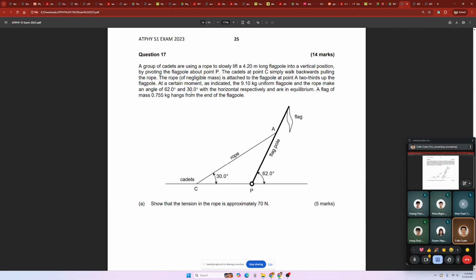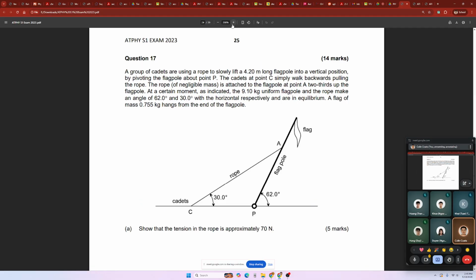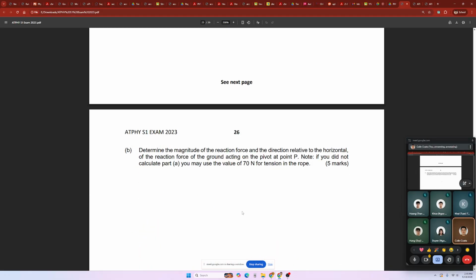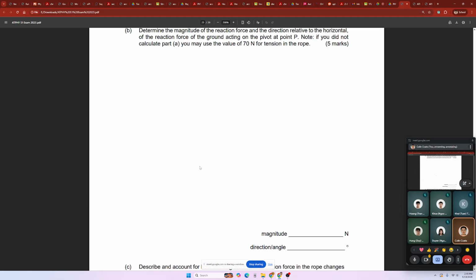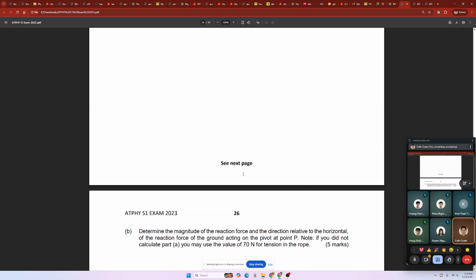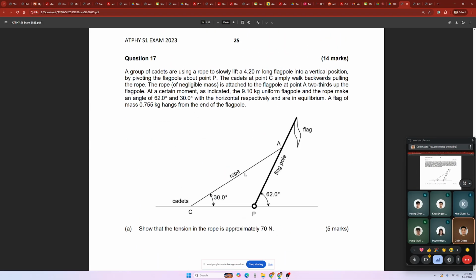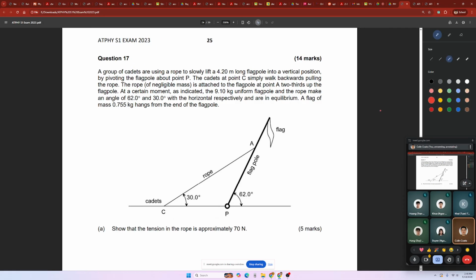This one, yes. So show the tension in the rope. So if you want to quickly sketch this somewhere on that page of yours, maybe there's some room here. 14 marks.